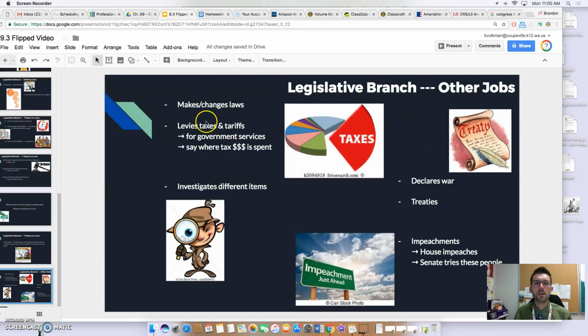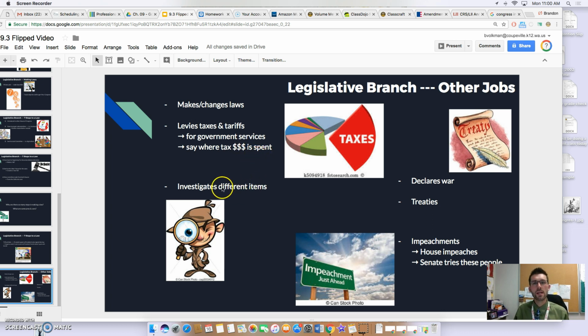As we've talked about, the main job that Congress has is making laws. But not only do they make the laws, they can also change laws a bit if it looks as if they need to be tweaked. They also levy taxes and tariffs. These tariffs or taxes can be used only for government services. And Congress has to say where the tax money is spent. That's called earmarking. Because we don't want the government spending money on things that we don't know anything about.